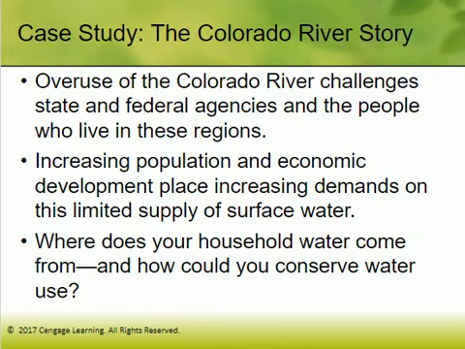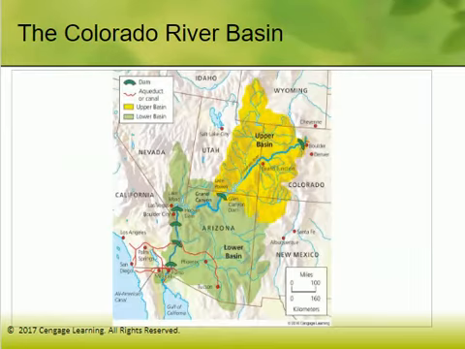It faces a lot of challenges. Overuse of the river challenges state and federal agencies and the people who live in these regions. Water levels are dropping, things along those lines. Increasing population and economic development place increasing demands on the limited supply of water. We know that from the fall. So think about where your household water comes from and how you could conserve water use in your own home.